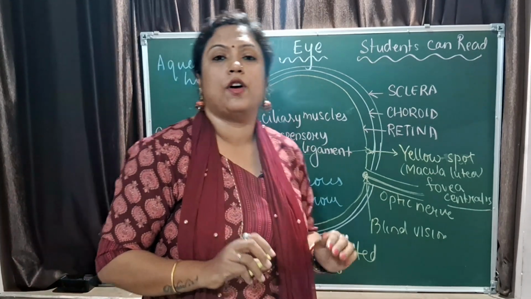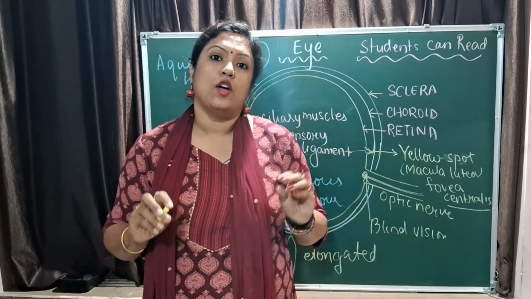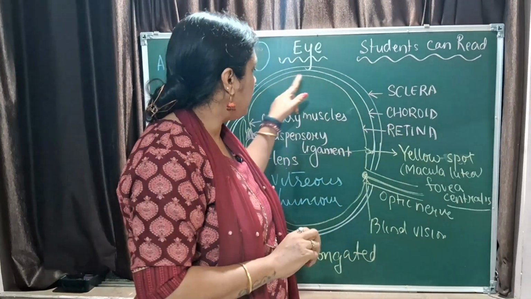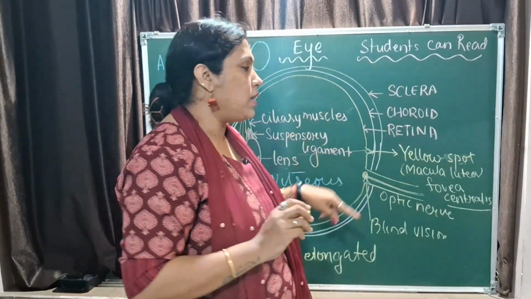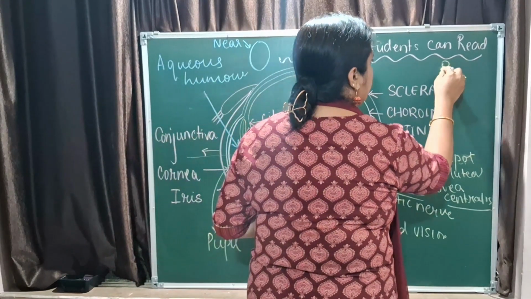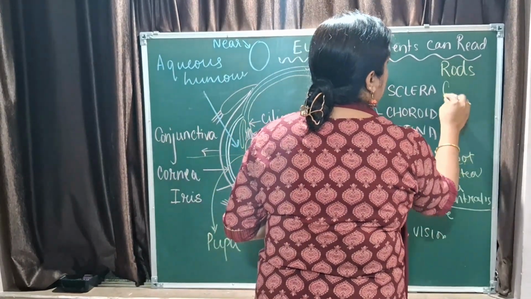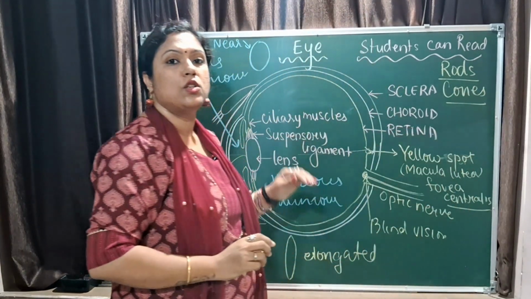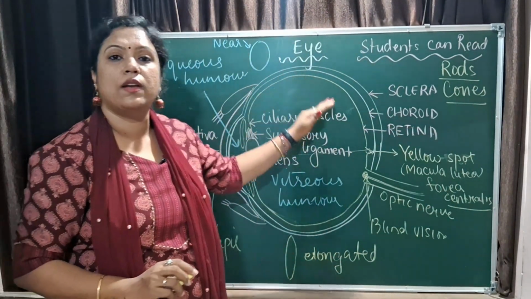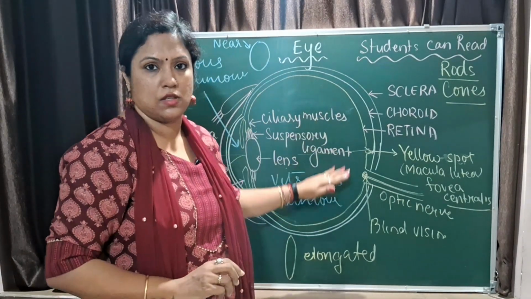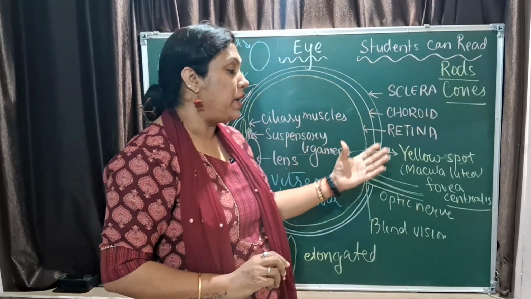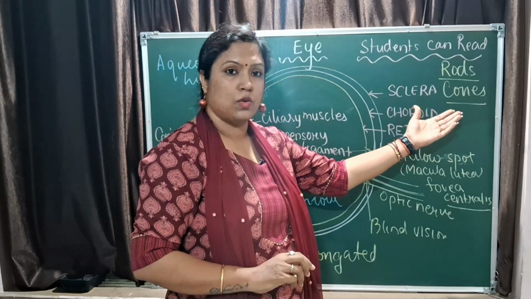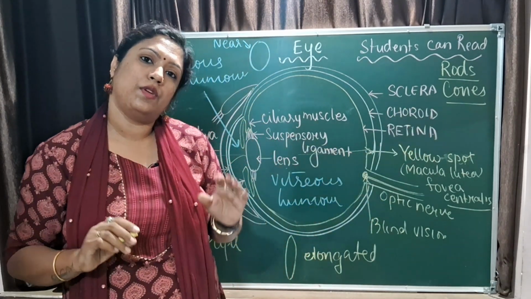Now for adaptation you need to know that there are photoreceptors, as we have discussed earlier, present on the retina of your eye. The photoreceptors are rods and cones. Rods are uniformly distributed on the retina and cones are mainly concentrated in the yellow spot. For color vision we need cones, and for dim light vision we need rods.